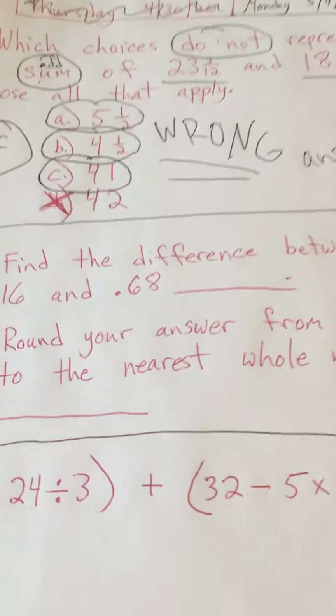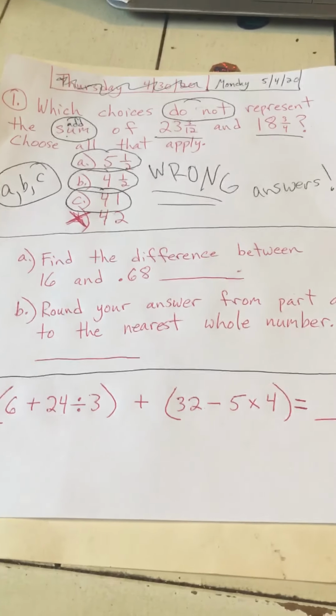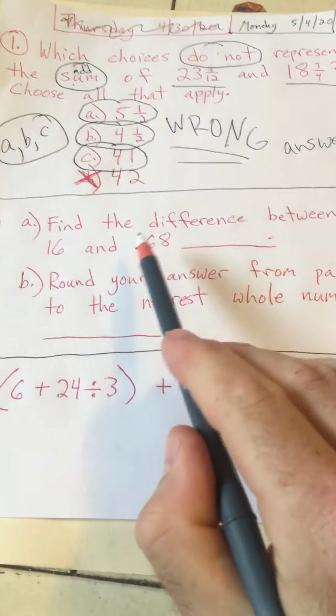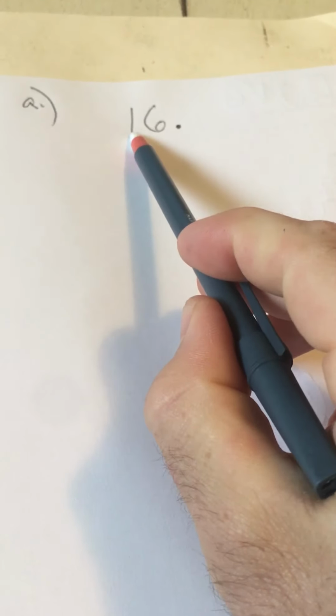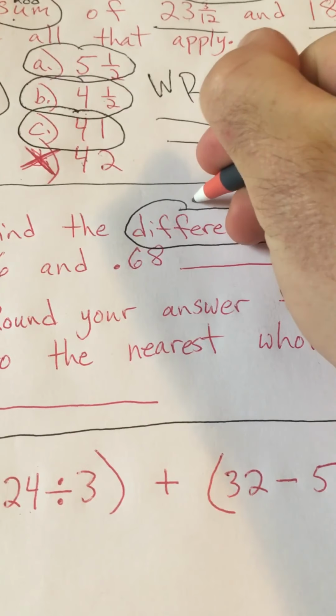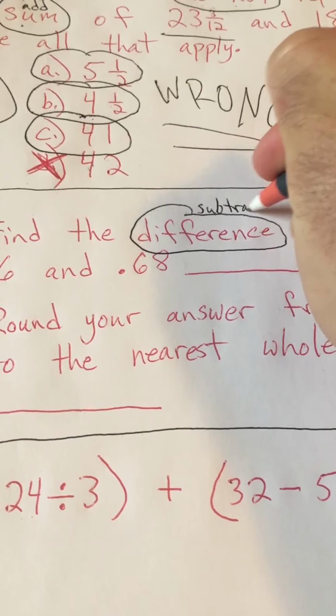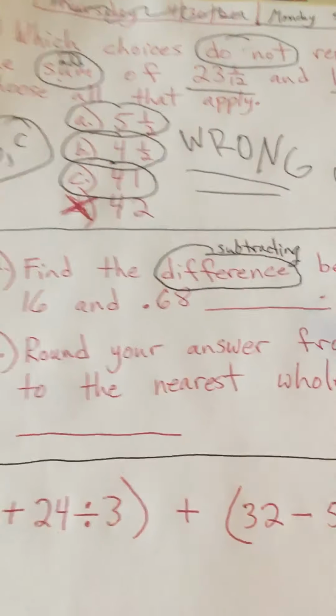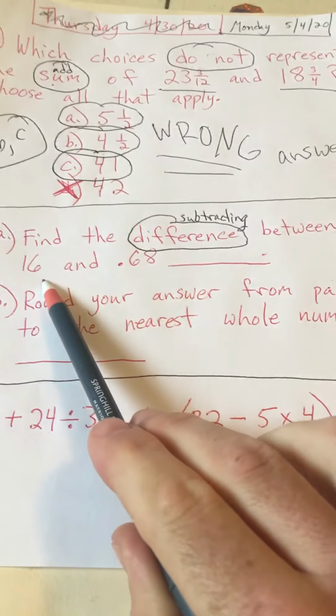Okay, so I flipped my paper over. I got plenty of space here. I'm going to organize my work. Part A says find the difference between 16 and 68 hundredths, 0.68. So the tricky part about this is that 16 has a decimal point after the ones place. So there's the tens place, the ones place, and then the decimal point goes there. We're finding the difference, so that means that we are subtracting, because the difference is the answer to a subtraction problem. So we're going to subtract 16 and 0.68.